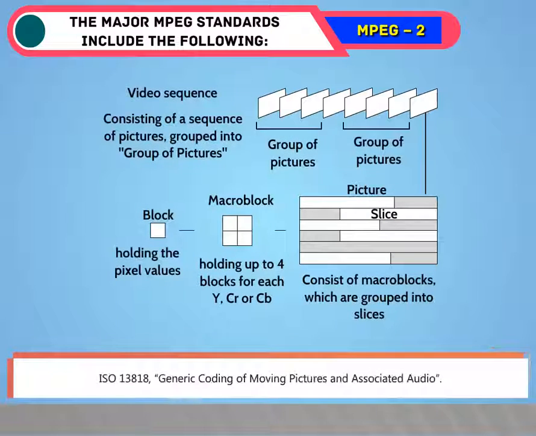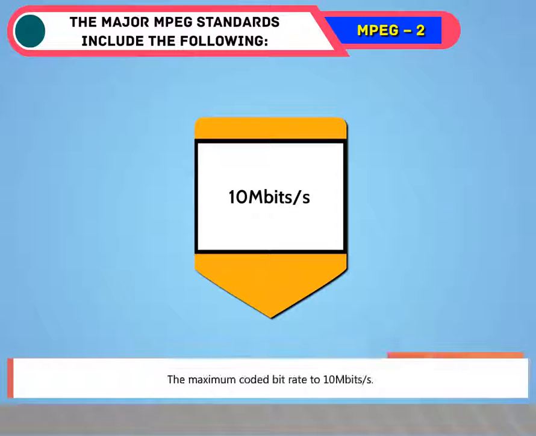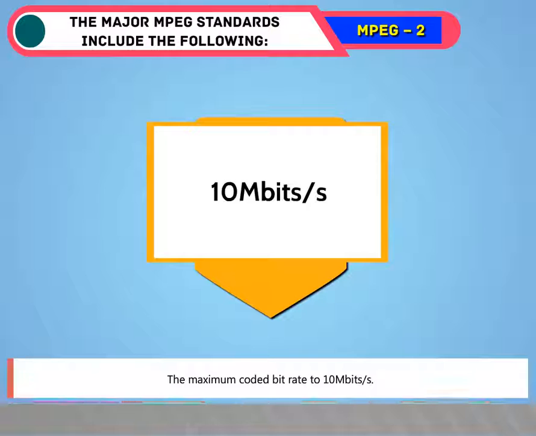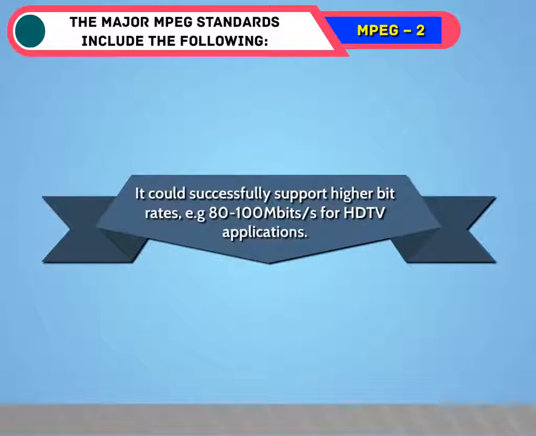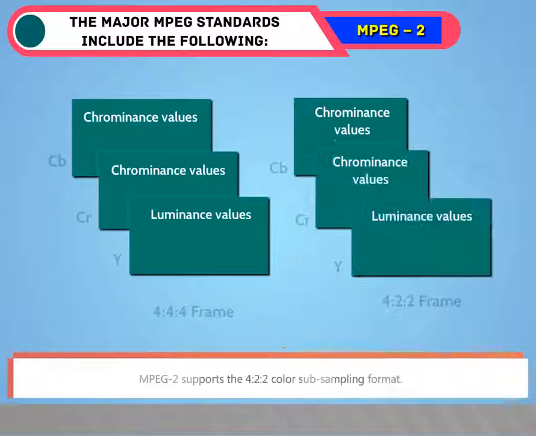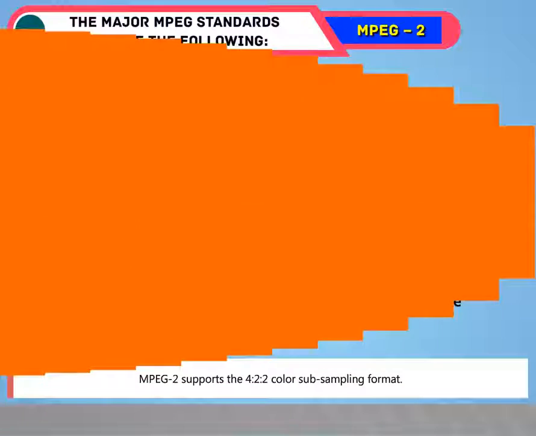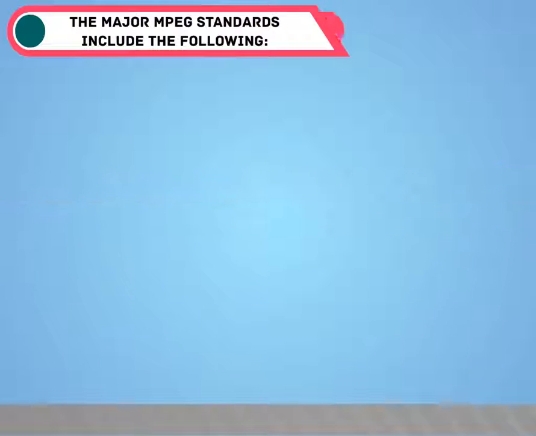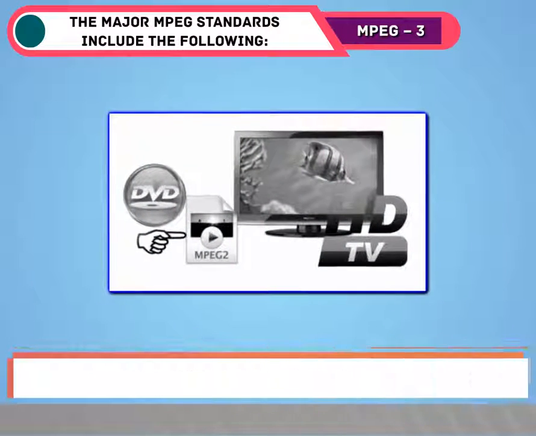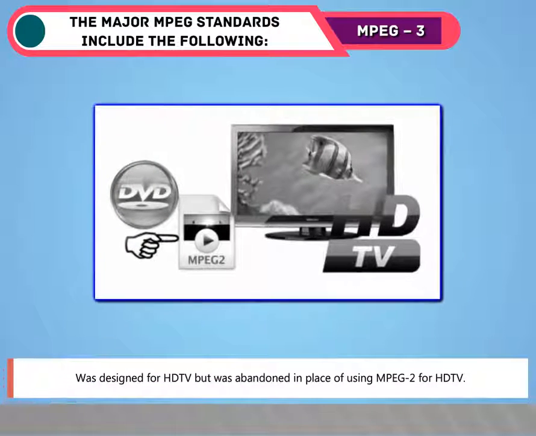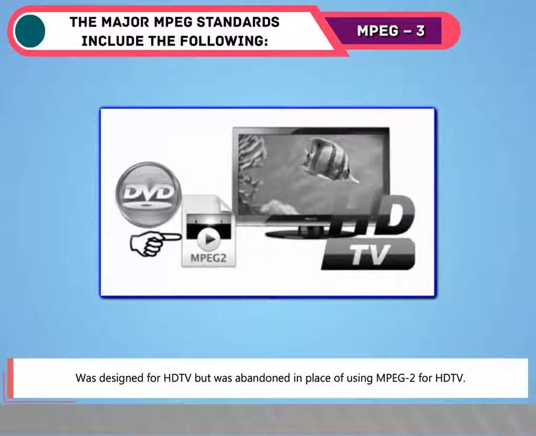MPEG-2. ISO 13818: generic coding of moving pictures and associated audio. The maximum coded bitrate is 10 megabits per second. It could successfully support higher bitrates, for example 80 to 100 megabits per second for HDTV applications. MPEG-2 supports the 4:2:2 color subsampling format. MPEG-3 was designed for HDTV but was abandoned in favor of using MPEG-2 for HDTV.